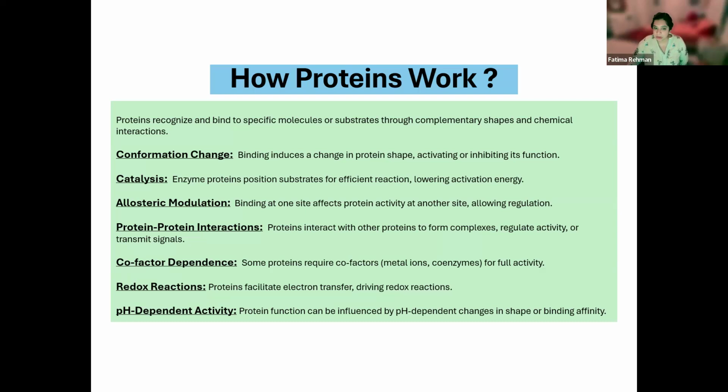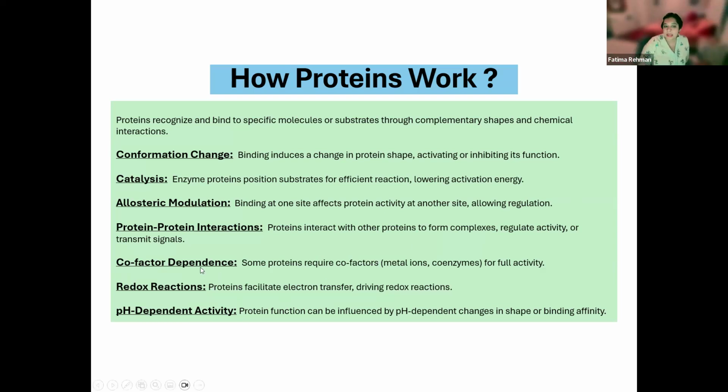Then you have allosteric modulation, where one molecule may bind to the active site of another, allowing regulation of when an enzymatic process should go on and when it should be inhibited. Then you can also have protein-protein interactions, where proteins work together to either do a function, inhibit a function, or transmit a signal. Then other proteins, like we said, are going to be dependent on some kind of cofactor, which could be a metal ion, another molecule, or a phosphorylation, things like that.